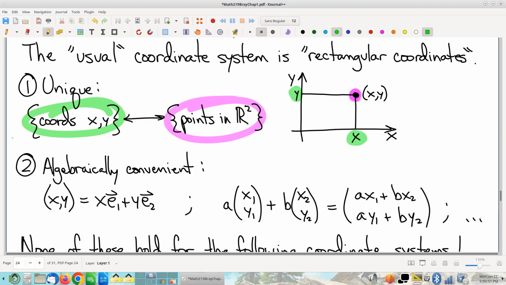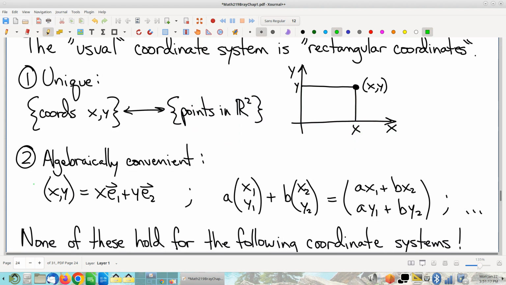The reason is because, sadly, when we switch to different coordinate systems, like in a couple of seconds, we're going to start talking about polar coordinates. Polar coordinates do not have this property. So we have to say farewell to this idea of uniqueness of coordinates. We're not going to have that convenience in polar.